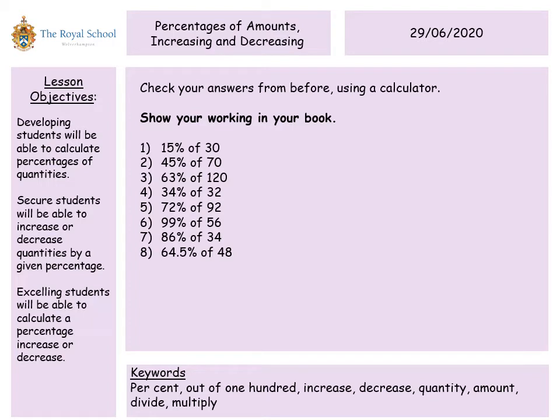So if you could go back and check your answers using a calculator for these, and then I'll just run through the multiplier methods for them very quickly once you're ready. So number 1, we should have been doing 0.15 times 30. Number 2, 0.45 times 70. Number 3, 0.63 times 120. Number 4, 0.34 times 32, and so on, leading to question 8. So that'd be 0.645 times 48. You're obviously not going to have 2 decimal points, you can't have that in a number. So just convert it into its decimal first and multiply by it.